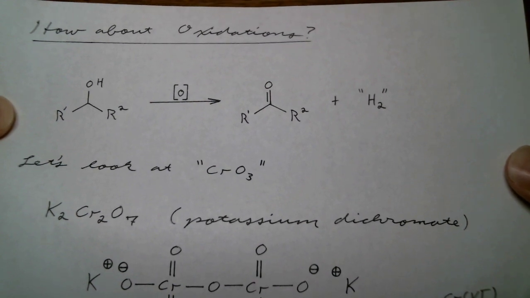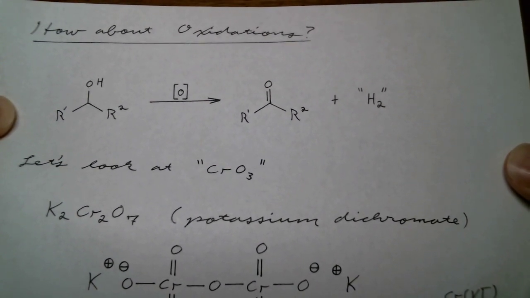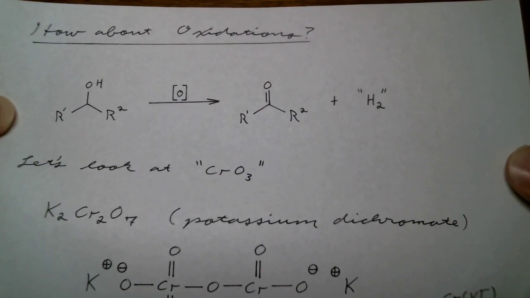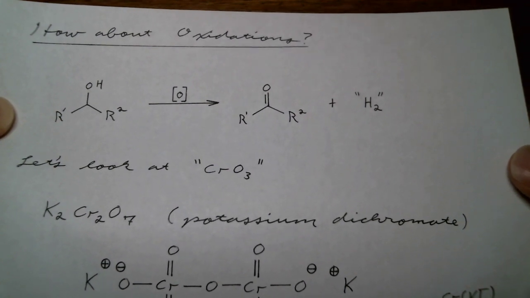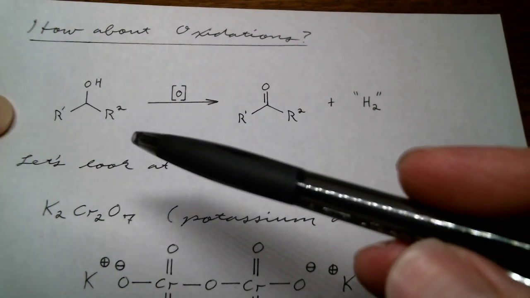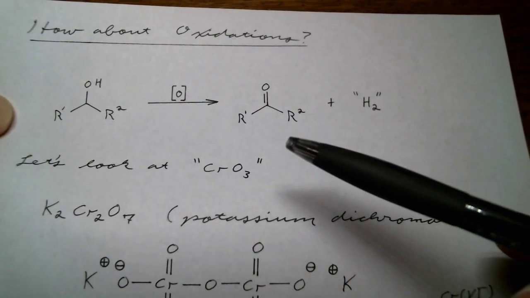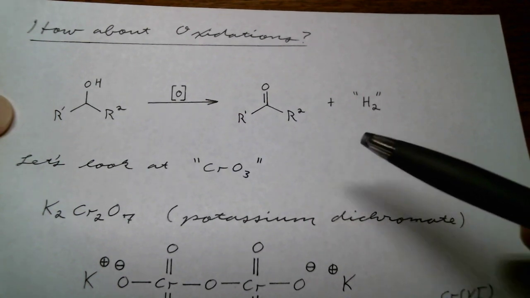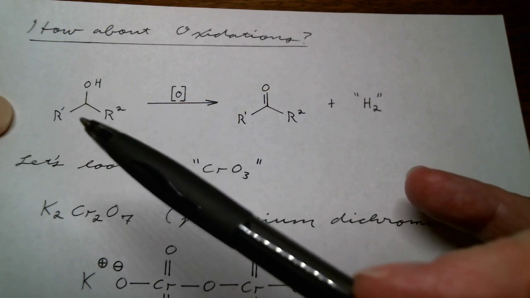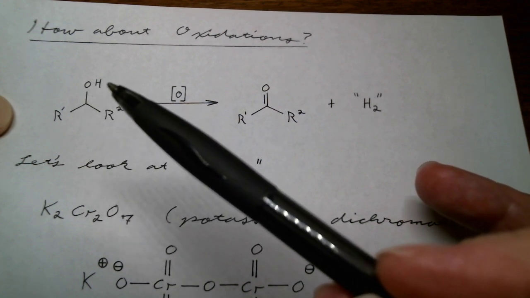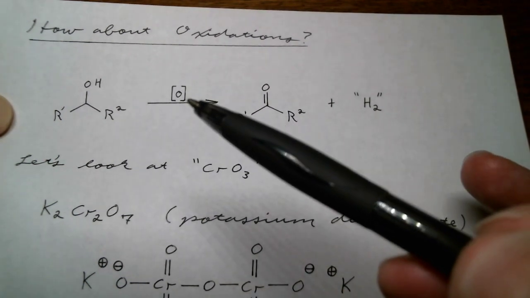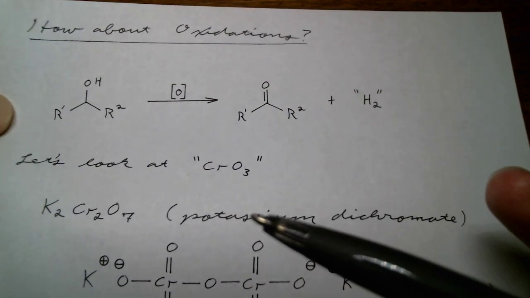We looked at reduction of carbonyl compounds to give alcohols. We also looked at Grignard reactions followed by aqueous acidic workup to give alcohols. So now we ask the question, how about oxidations? Well, we can certainly convert an alcohol to a carbonyl compound, removing two hydrogens, one hydrogen from the carbon to which that hydroxyl group is bonded, and the other hydrogen from the hydroxyl group itself. Sometimes we symbolize oxidation as a small O in brackets.